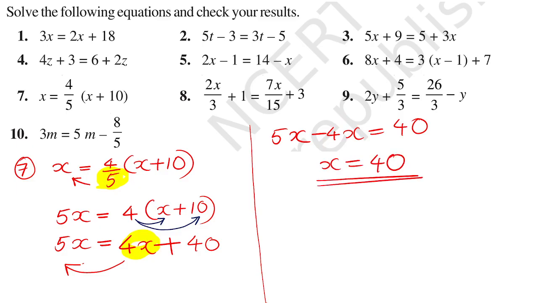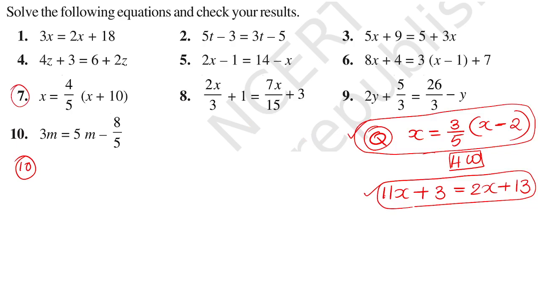So remember, we don't want the denominator. If you see any number in the denominator in a fraction, you must transfer it to the other side, and it becomes multiplication. So let me discuss the 10th one. Let it be today's last question.